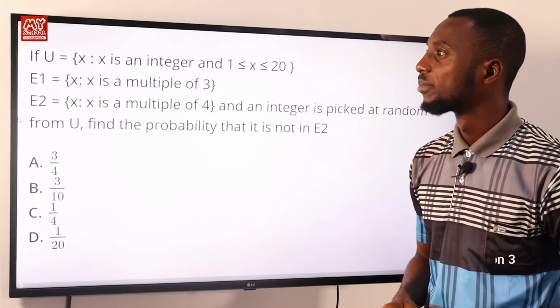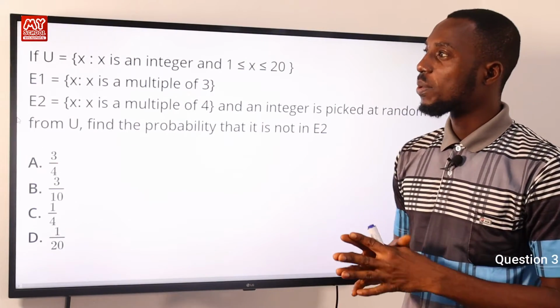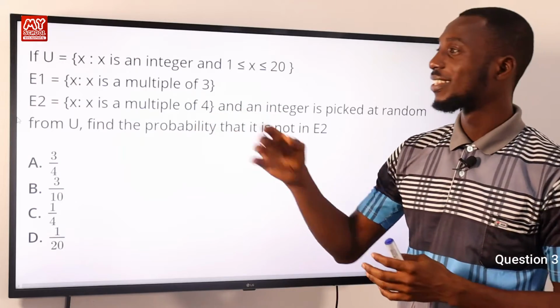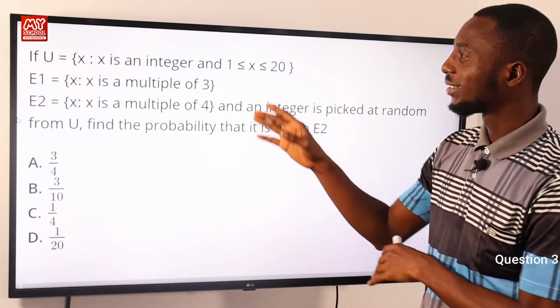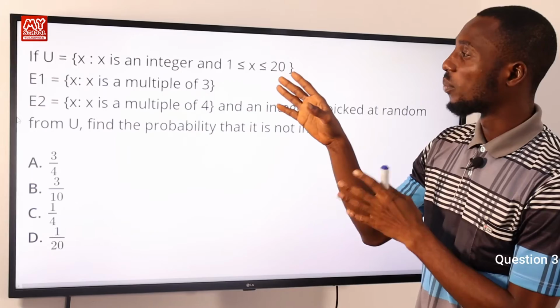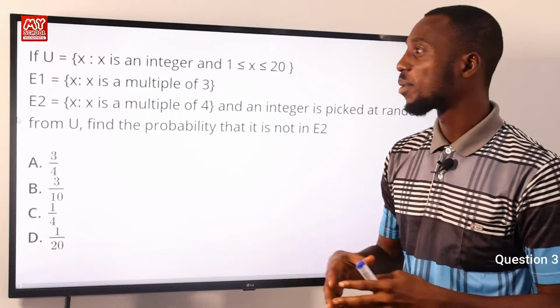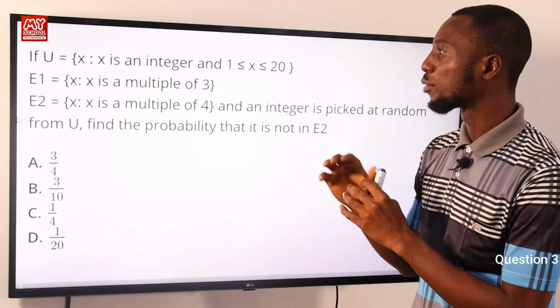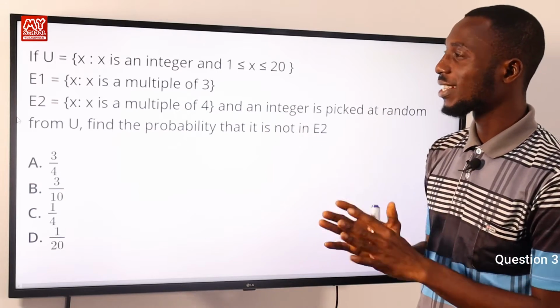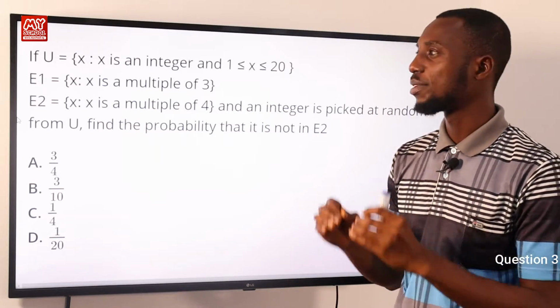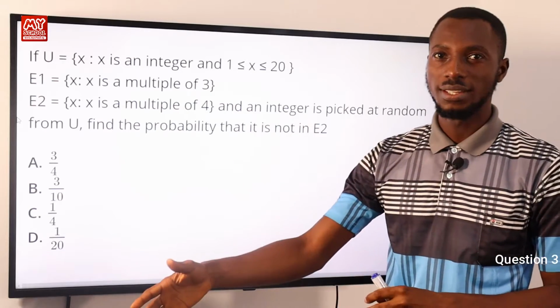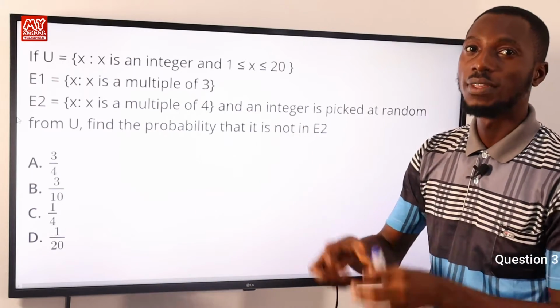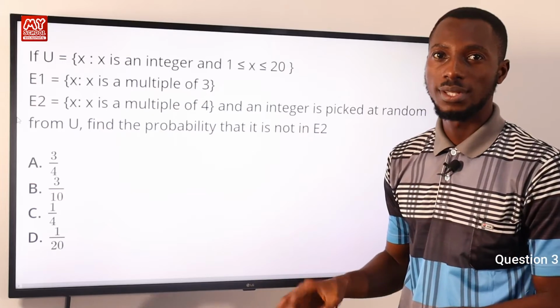Question 3. If U equals, we have x is an integer and it's between 1 and 20. Let me just interpret what we have. So we have 1 is lesser than or equals to x, x is lesser than or equals to 20. So it's between 1 to 20, we have 1 inclusive and 20 also inclusive.